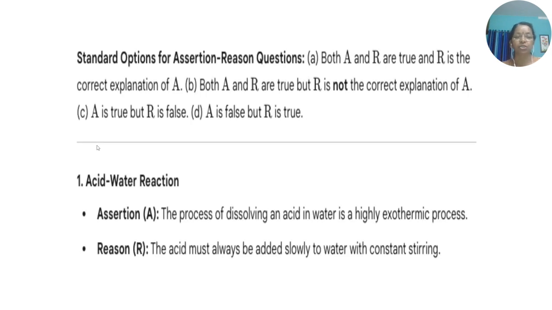It is assertion reason type question. Option first question, it is given. Assertion: the process of dissolving an acid in water is a highly exothermic process. The assertion is correct, right? The acid must always be added slowly to water with constant stirring. That is also correct. Okay. So since A and R are correct, and R is the explanation of A, option A is the answer.